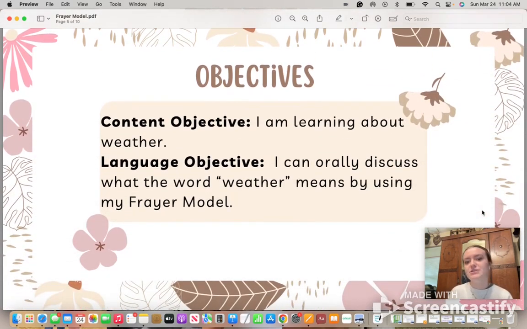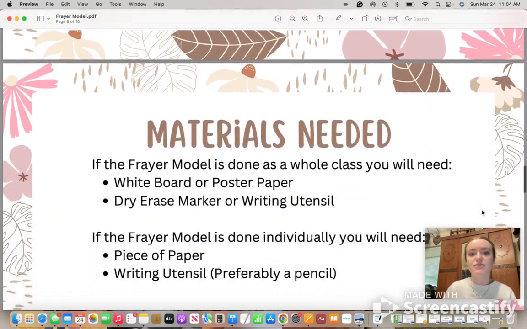So my objectives are listed here. The content objective is I am learning about weather, and then the language objective is I can orally discuss what the word weather means by using my Frayer model.